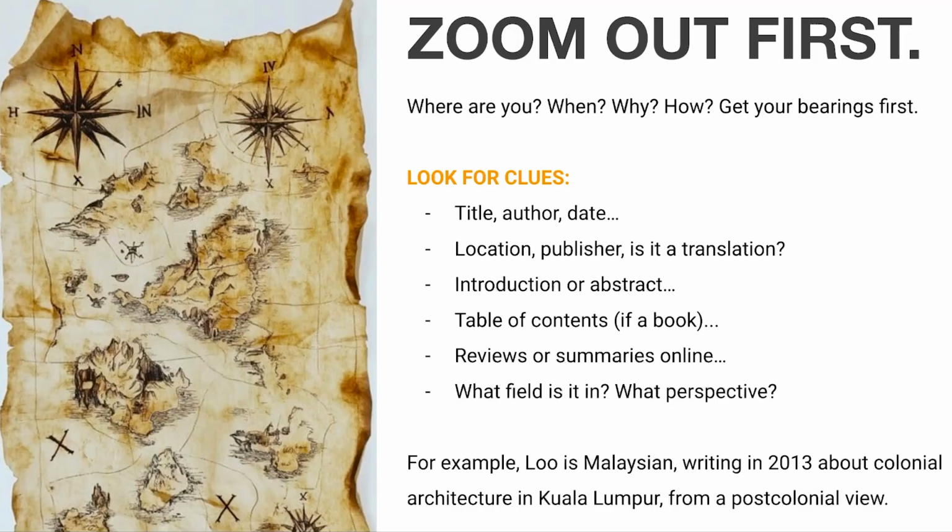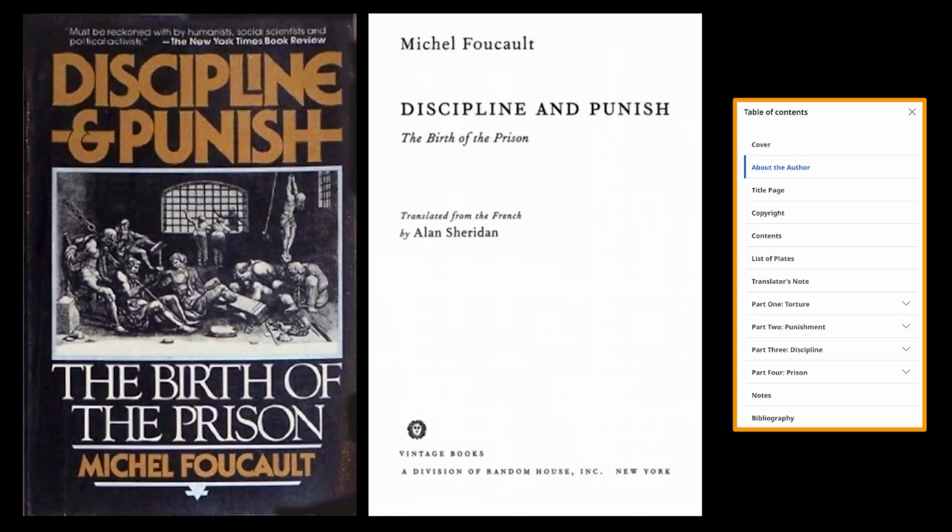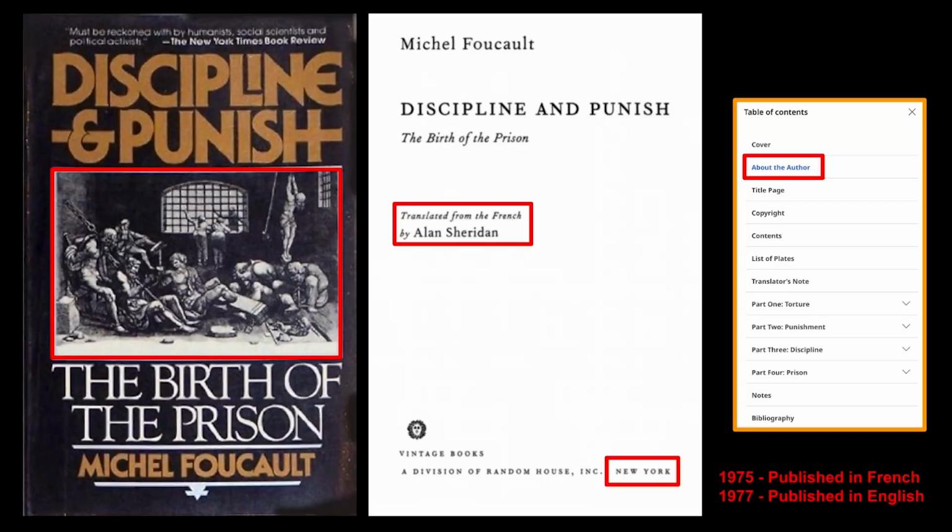For example, Yat Ming Liu is Malaysian, writing in 2013 about colonial architecture in Kuala Lumpur from a post-colonial view. For example, we can even learn quite a lot from the front cover. So here we have Discipline and Punish, The Birth of the Prison by Michel Foucault. And at the top, we also have a quote, "must be reckoned with by humanists, social scientists, and political activists," from the New York Times Book Review. Here we have some more front matter. We can see that it is translated from French. So here we can see that it was actually translated from the French by Alan Sheridan.